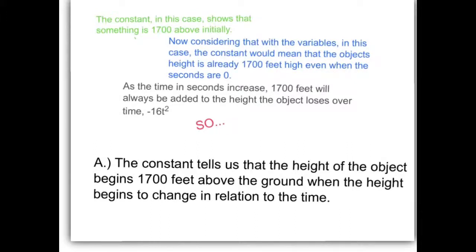Now considering that with the variables, in this case, the constant means that the object's height is already 1,700 feet, even when the seconds are at 0. As the time in seconds increases, the 1,700 feet is reduced by the height the object loses over time, or negative 16t squared. So, the constant tells us that the height of the object begins 1,700 feet above the ground, before the height begins to change in relation to the time.